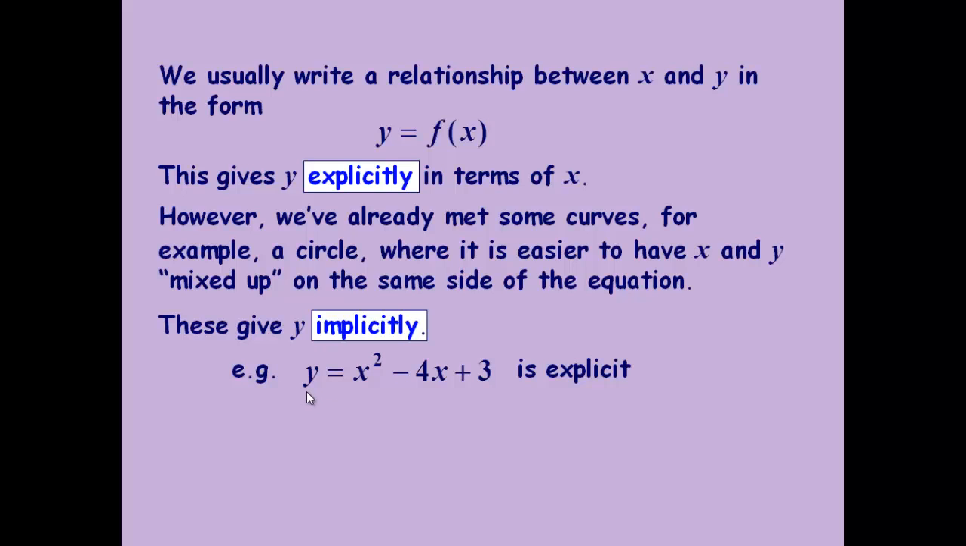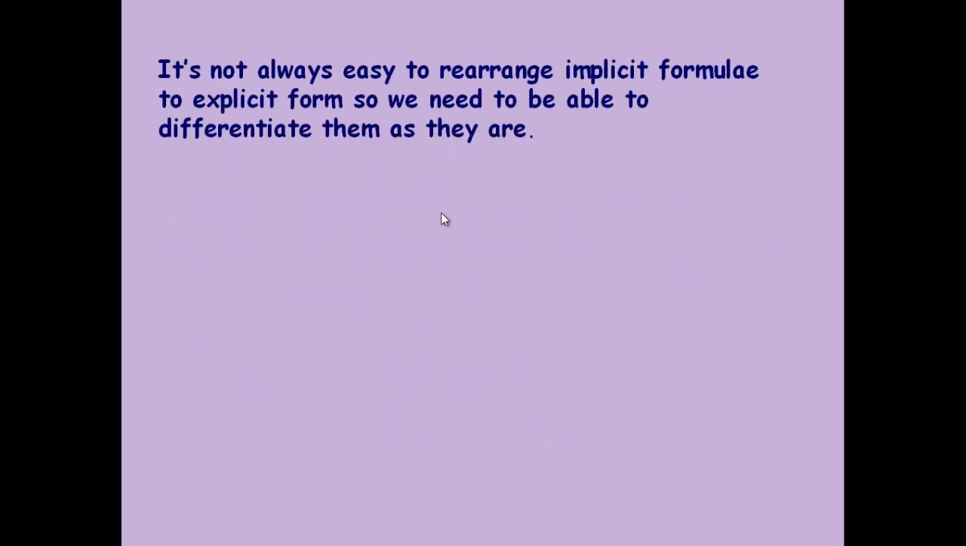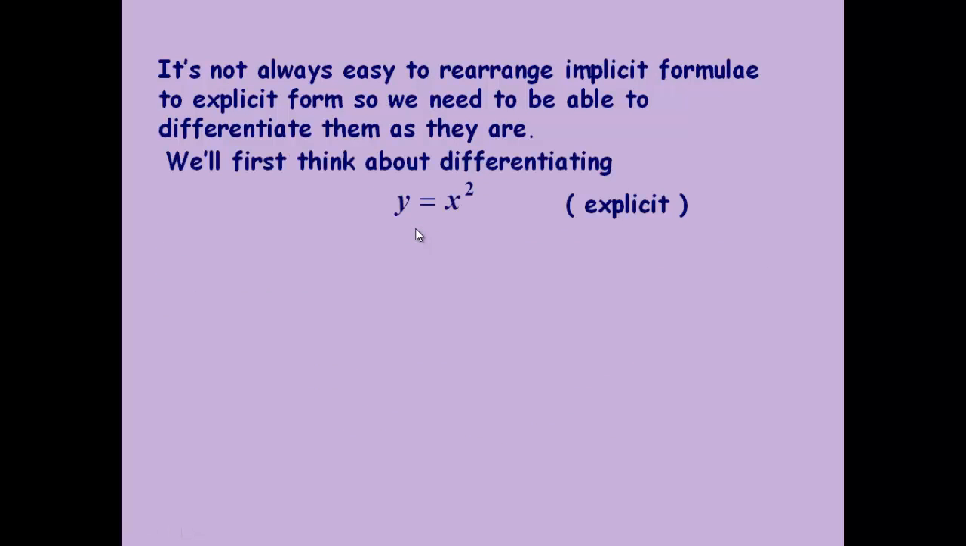Here's some examples. Well, this is what we're used to. Y equals x squared minus 4x plus 3 is an example of giving y explicitly in terms of x. Y is a function of x. But here, simple circle equation, x squared plus y squared equals 4. We call this implicit. Sometimes it's more convenient to differentiate implicit formulae as they are.